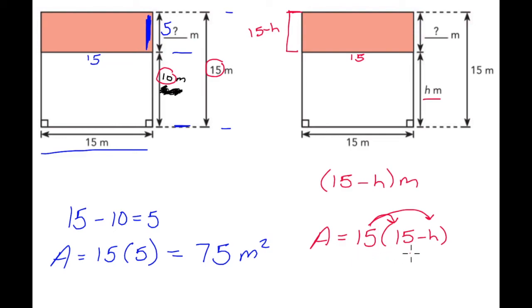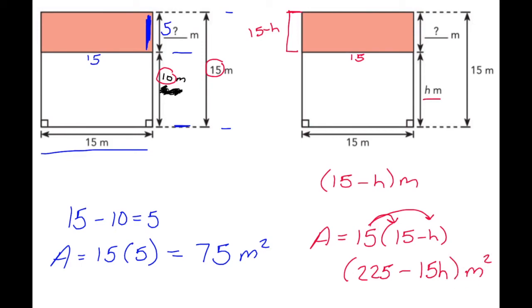So we have 15 times 15, which is 225. Let me check that: 15 times 10 is 150, then 15 times 5 is 75. So 150 and 75 would give us 225 for that first part. Minus 15 times h is 15h. And this, again, would be in the form of meters squared.